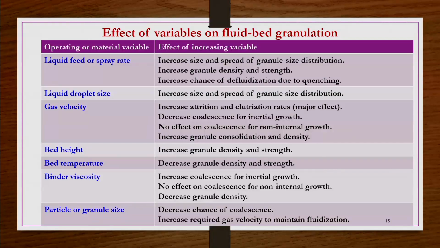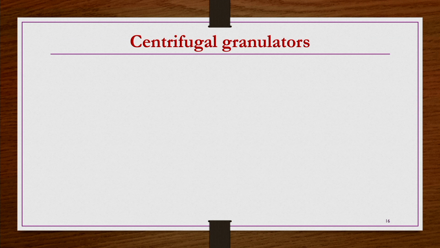Let us say all these variables are in the left column, and each is increasing. In this table, these are shown in increasing order. In the left column, whatever operating variables or material variables are there, if you increase them, the effect you see is shown in the right column of the table. Okay. Then centrifugal granulators are the next category.